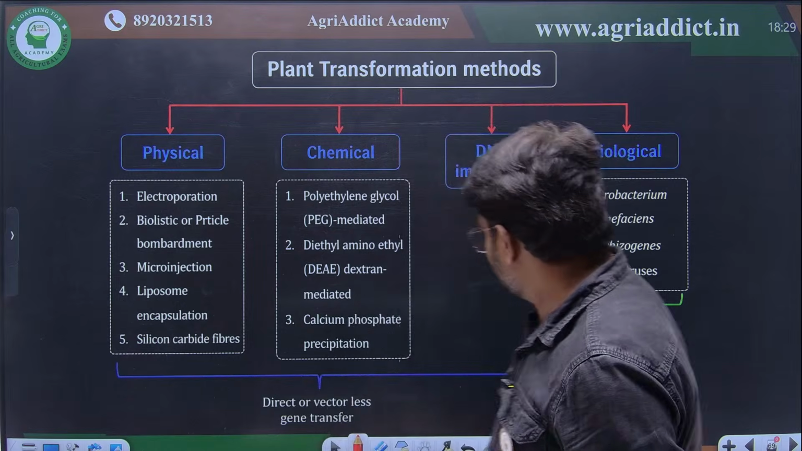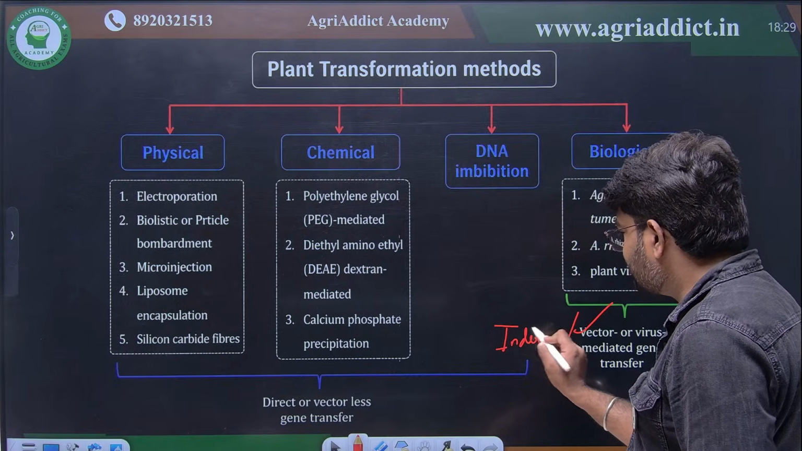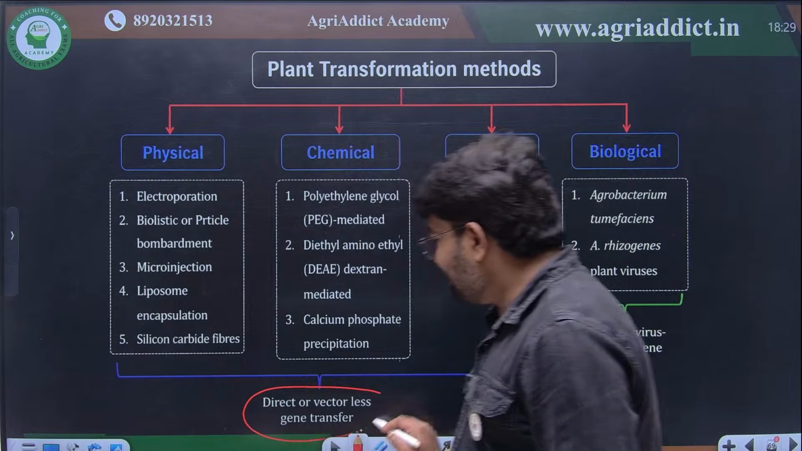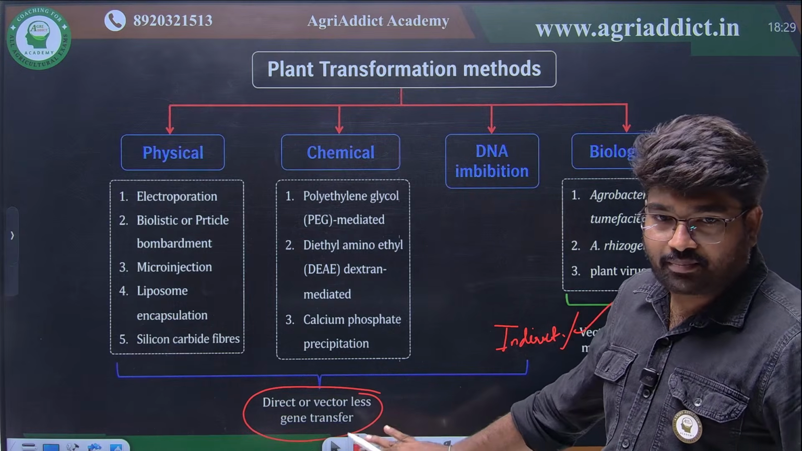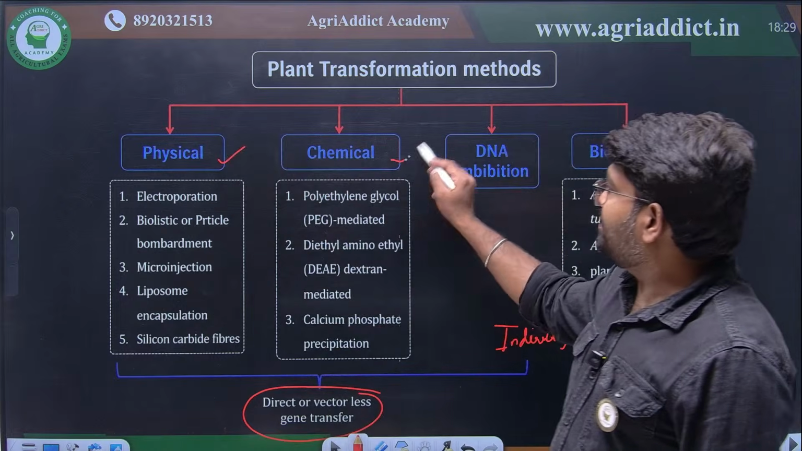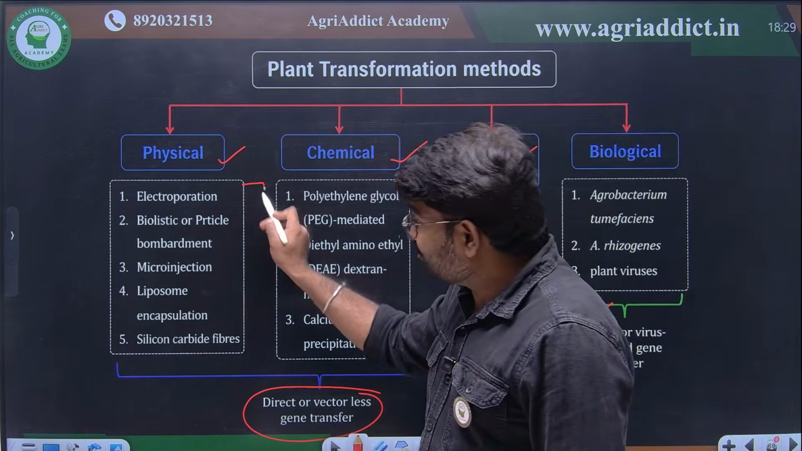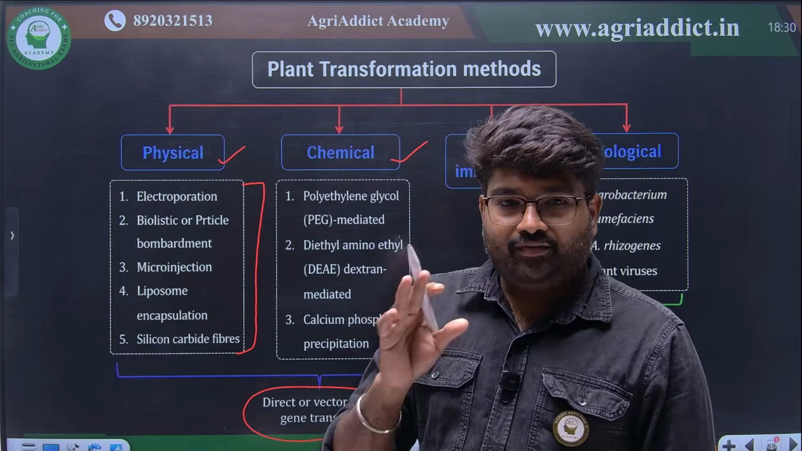Vector mediated is known as the indirect method of gene transfer. Then the second classification is direct or vectorless gene transfer. Here, subclassifications are there: physical method, chemical method, and DNA imbibition. The examples are very important.